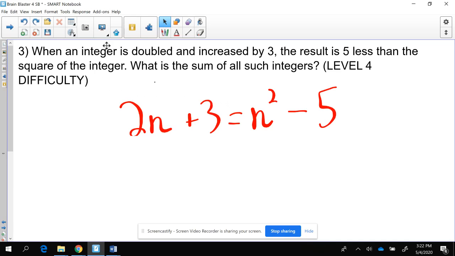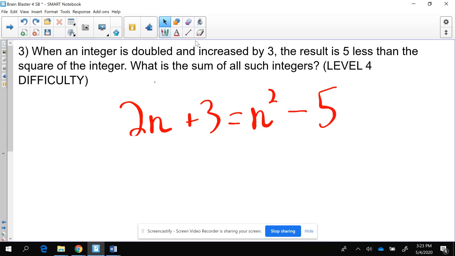So let's read it. It says when an integer is doubled and increased by 3. So here it is. Here's n. We don't know what n is, but it's doubled. So 2n plus 3. The result, means equals, 5 less than the square of the integer. Again, we don't know what the integer is, but we know this is the equation. It says, what is the sum of all such integers?